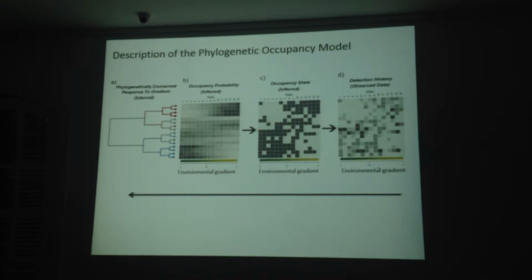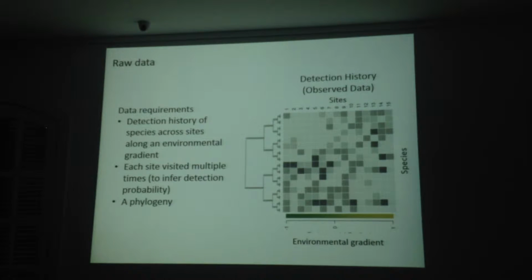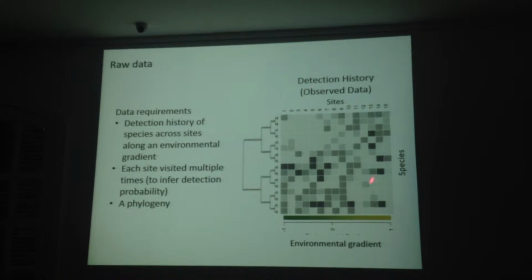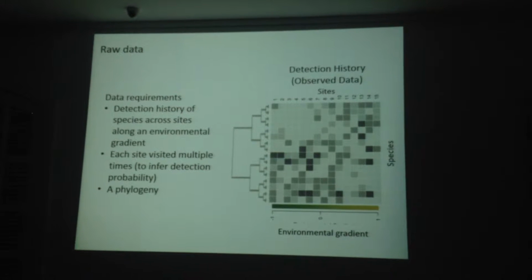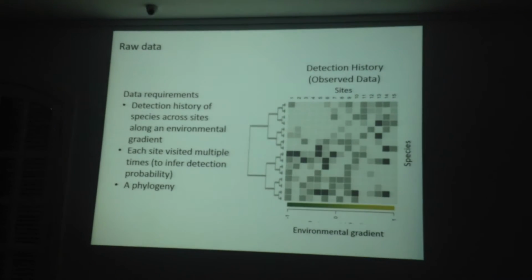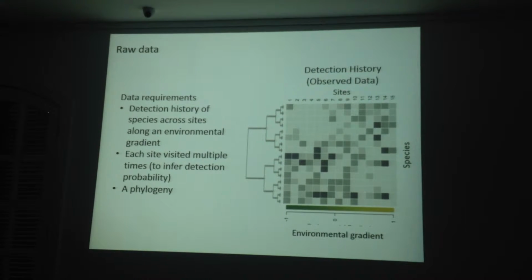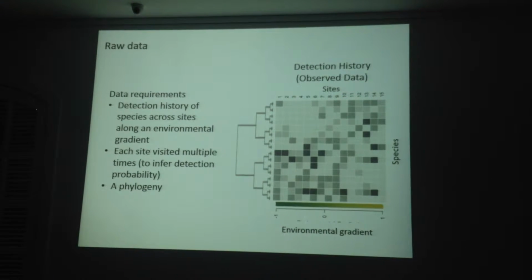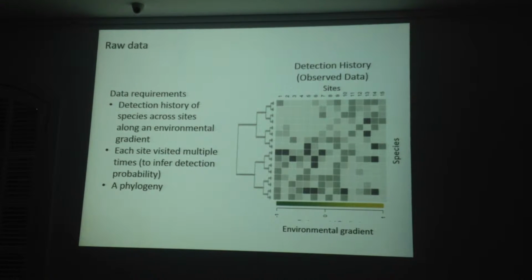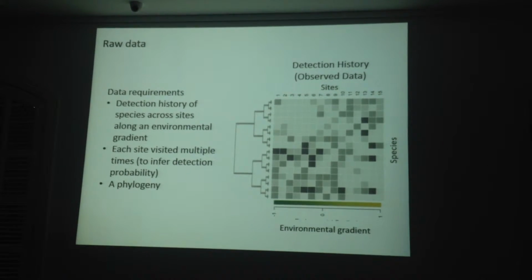So thinking first about the raw data, what you need is a detection history of some number of species across some number of sites along an environmental gradient. So in each of these sites, you visit it multiple times, and this is used to infer detection probability. So in terms of the schematic, if you visit this site, this light color indicates that you saw it maybe 0 out of 3 times. These darker colors maybe represent 1 or 2 observations of the 3 times, and this darkest is 3 out of 3 observations. You also obviously need a phylogeny if you want to know anything about the phylogenetic structure.